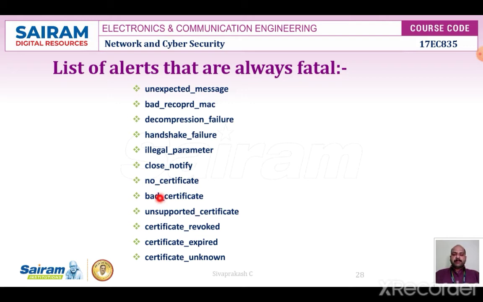Next one is bad certificate. What do you mean by bad certificate? A received certificate was corrupted, such that some message does not contain a signature, or the signature may not be valid. In such a way, this certificate is going to be called a bad certificate. That alert will be given from the server to the client or from the client to the server during the transaction of information. That's the alert called bad certificate.